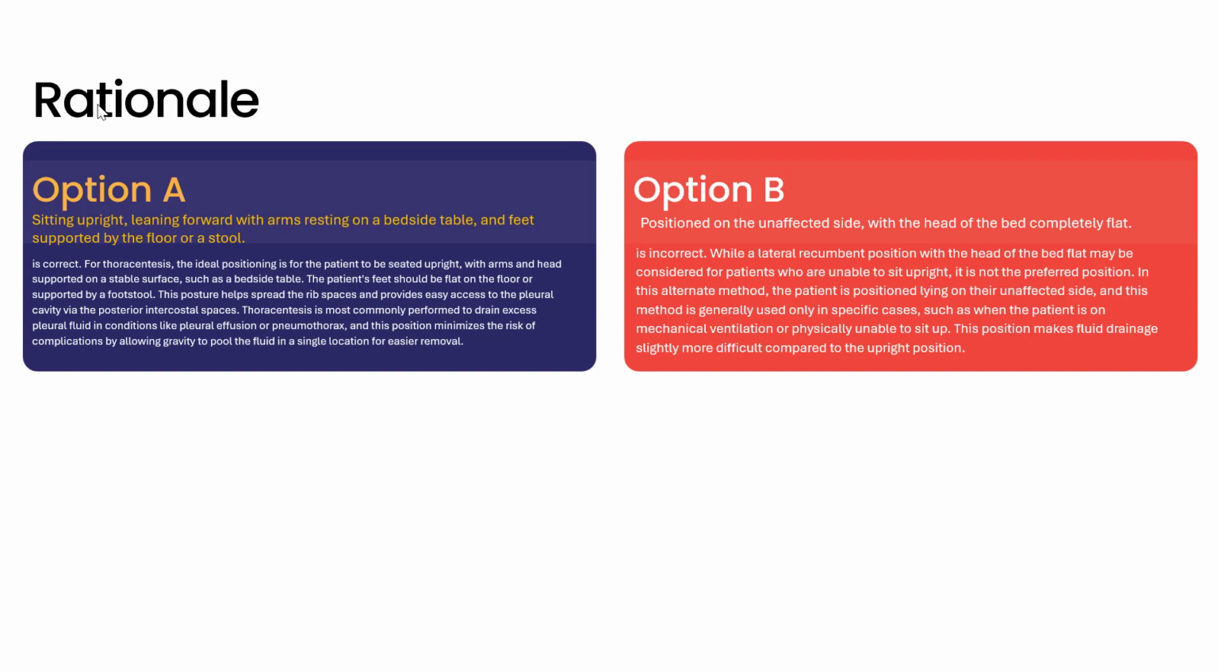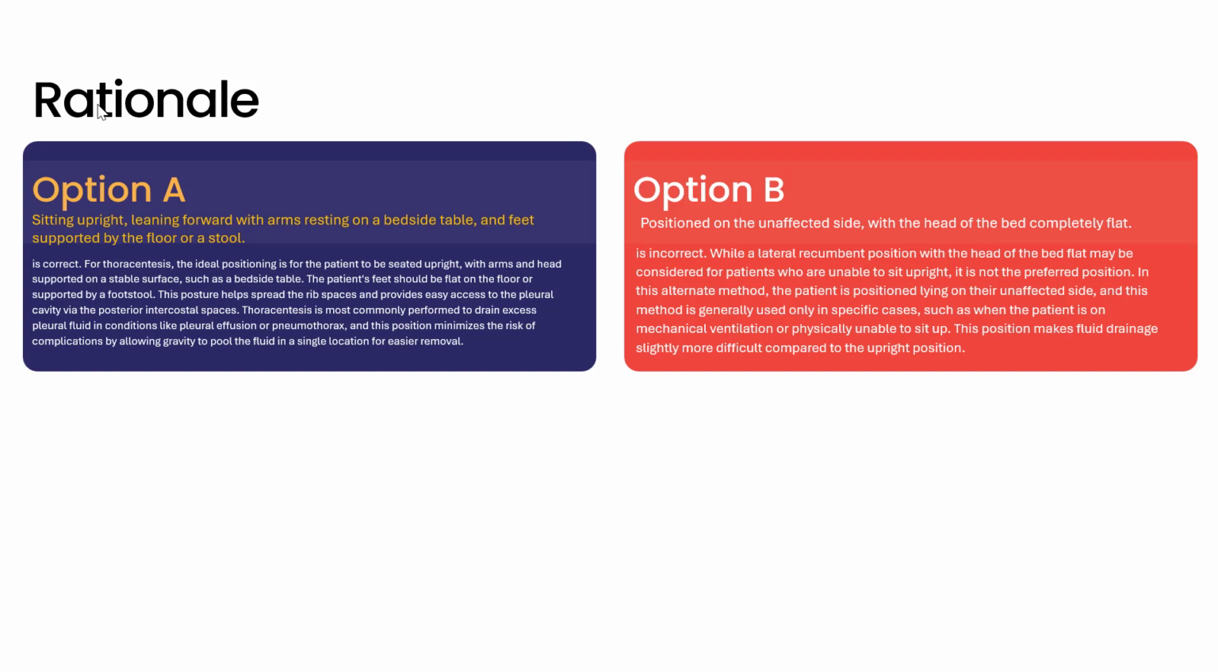B is incorrect. While a lateral recumbent position with the head of the bed flat may be considered for patients who are unable to sit upright, it is not the preferred position. In this alternate method, the patient is positioned lying on their unaffected side, and this method is generally used only in specific cases, such as when the patient is on mechanical ventilation or physically unable to sit up. This position makes fluid drainage slightly more difficult compared to the upright position.